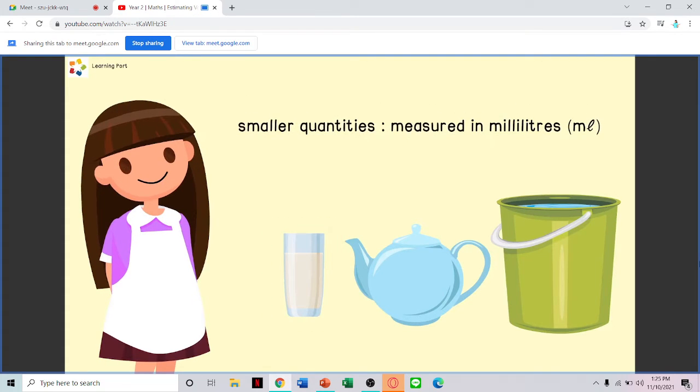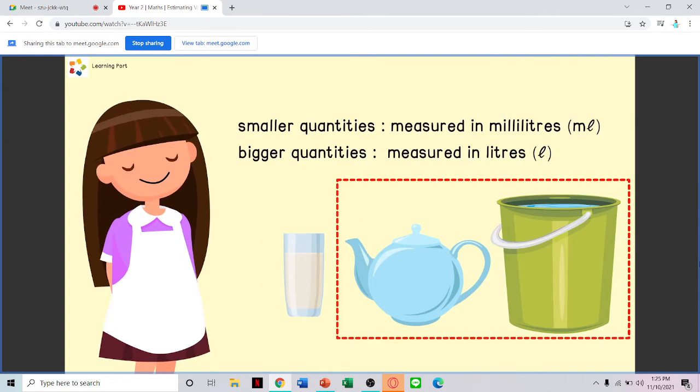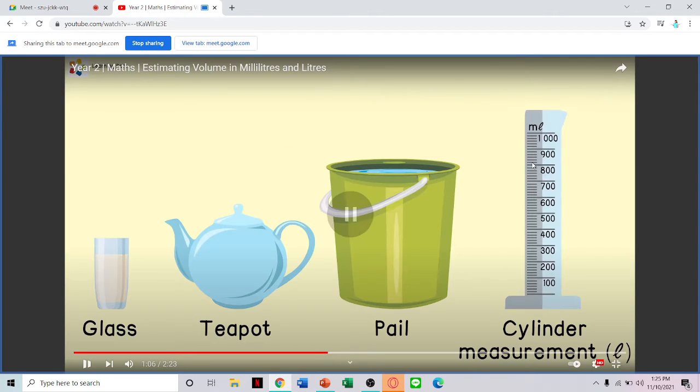Just remember to measure smaller volumes of liquids in milliliters or ml, and bigger volumes of liquids in liters or L. First, take a... Okay, now we have here the measuring tool, which is a cylinder. You can see the numbers. That's the accurate or the exact measurement.